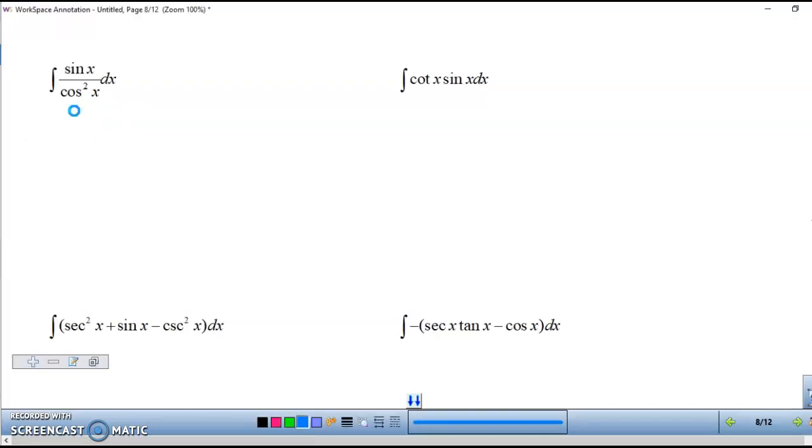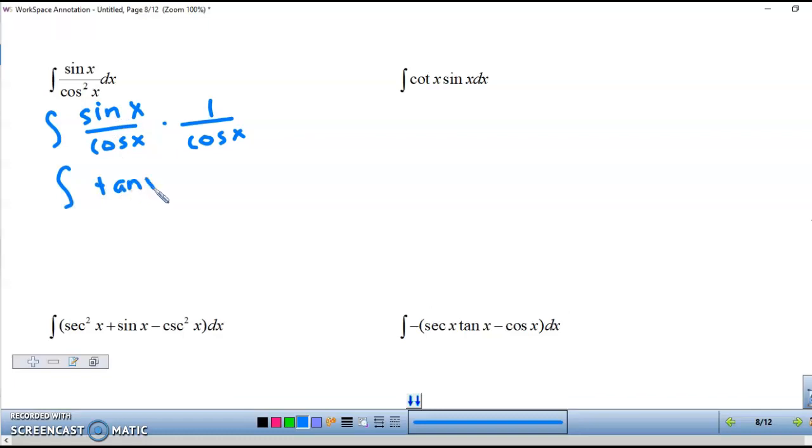So this first one, we have sine x over cosine squared x. I'm going to rewrite this because we know that we can break this down into sine x over cosine x times 1 over cosine x. We know that sine over cosine is tangent. And we know that 1 over cosine is secant. And hey, tangent secant was one of those identities that we knew from above. So we can say that this is equal to secant x plus c.